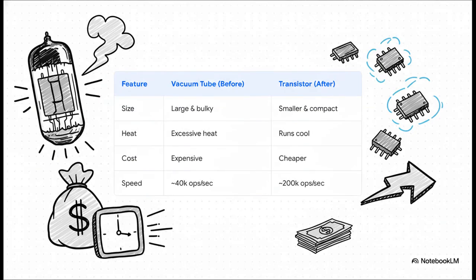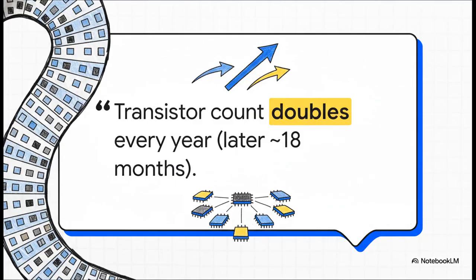And I really want to stop for a second on the transistor, because it was a total game changer. I mean, just look at this. Compared to the vacuum tube, it was tiny, it ran cool, it was way cheaper, and it was 5 times faster. This one little invention is the reason computers went from being government-owned, room-sized behemoths to something you can carry in your pocket. And you know, this incredible shrinking act wasn't random.